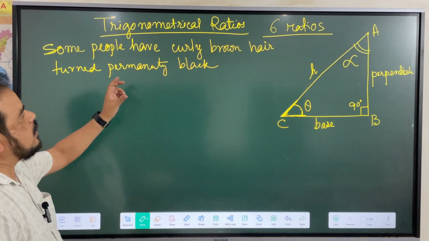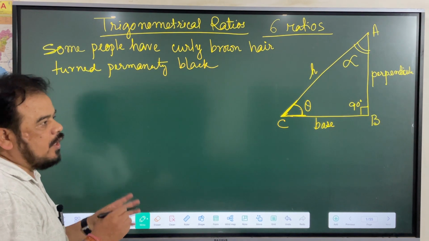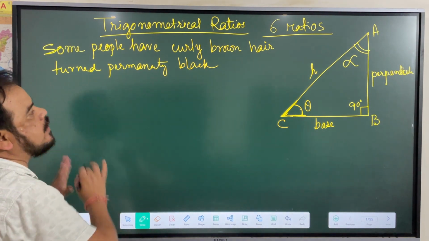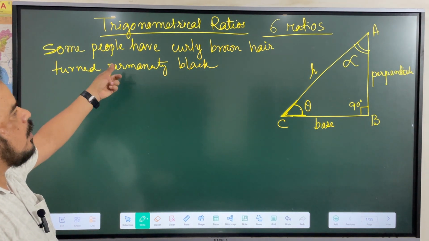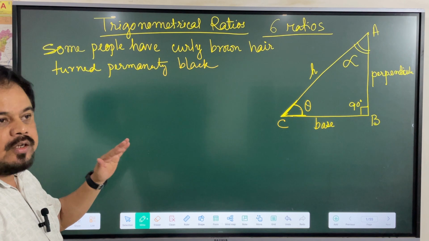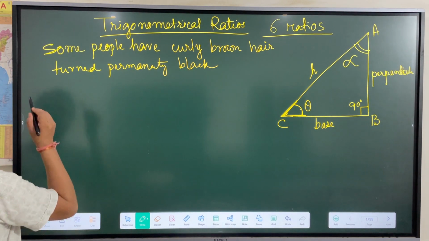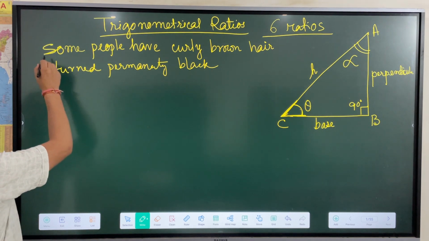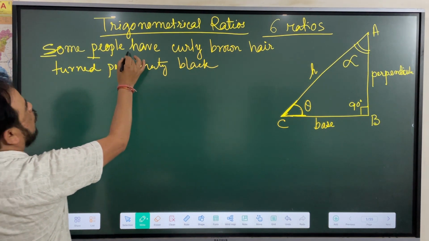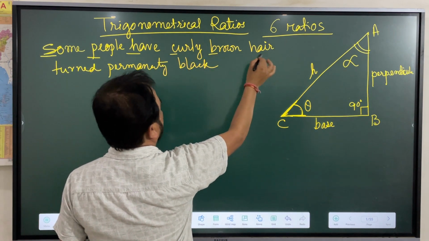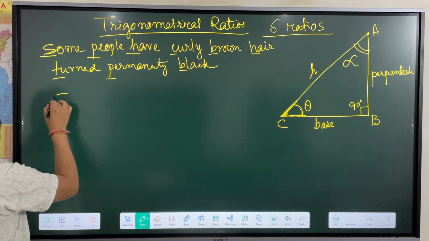This sentence you have to learn by heart for trigonometry. Preliminary trigonometry starts from this sentence. This sentence is funny, but you have to learn it. From this only we can start to remember trigonometrical ratios. We have to pick up the first letter of each word. First letter of each word. S.